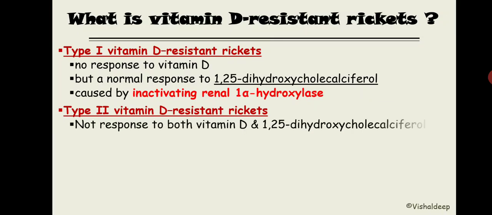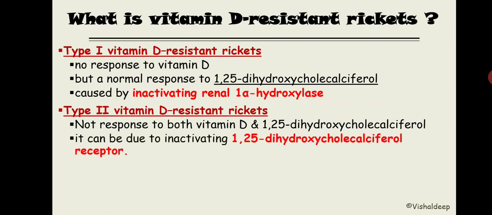Got it? Now in type 2 vitamin D resistant rickets, the person does not respond to calcidiol or calcitriol. Got it? And the problem in type 2 lies at the receptor level. The person does not have an active receptor to respond to calcitriol, the active form of vitamin D. This is the difference between type 1 and type 2. In type 1 the defect lies in the enzyme, and in type 2 the defect lies in the receptor.